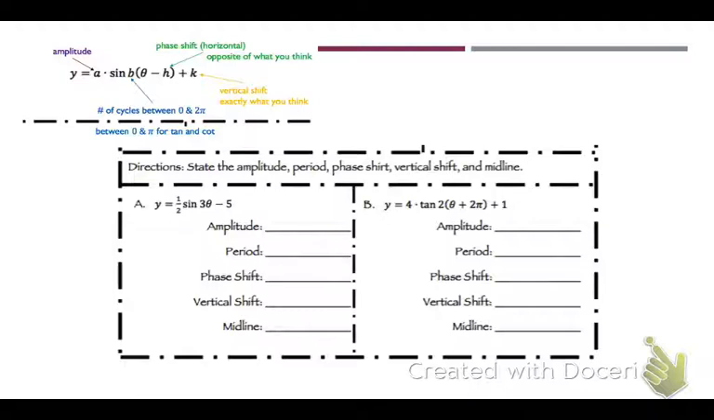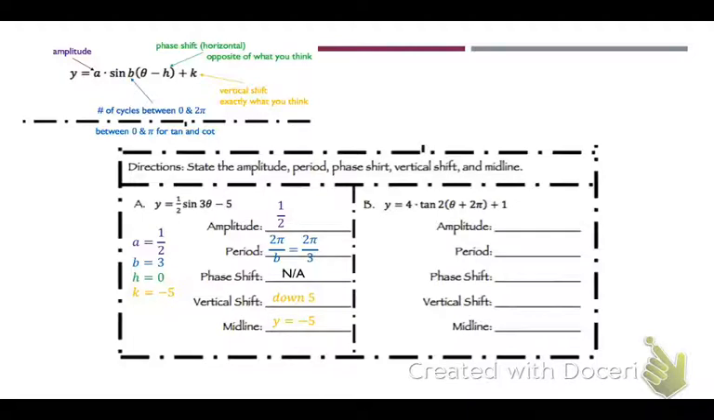So for these ones, let's just state the amplitude, period, phase shift, vertical shift, and midline. So my A is 1/2. My B is 3, my H is 0 because we don't have an H, and K is -5. So my amplitude here is my A value, which is 1/2. My period is 2 pi divided by B, since this is sine, which is 2 pi divided by 3 because my B is 3. My phase shift, there isn't one because my H equals 0, so it doesn't move left or right. My vertical shift, it moves down 5. So my midline is y equals -5.